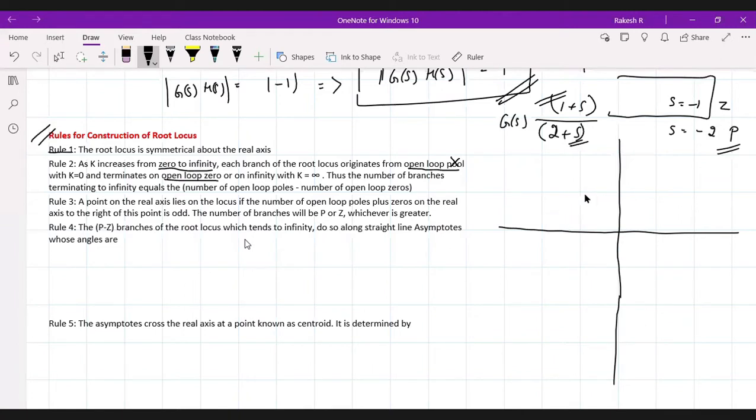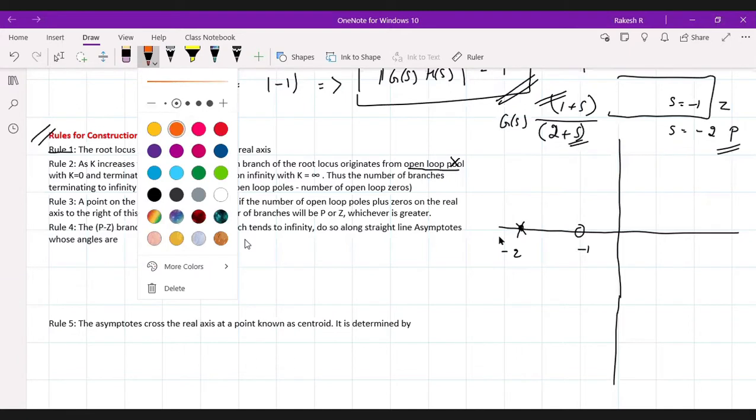I'll take this pole at -2 here, and the zero at -1 here. Poles are represented by the cross sign, and zeros are represented by a circle. Now what it tells us is, as k increases from 0 to infinity, each branch of the root locus originates from an open loop pole, and terminates at an open loop zero.